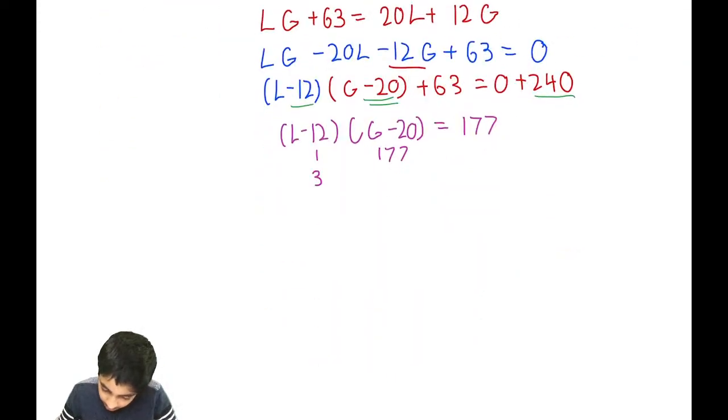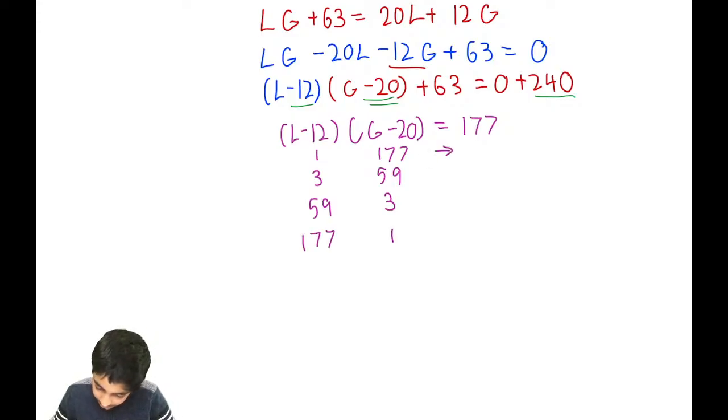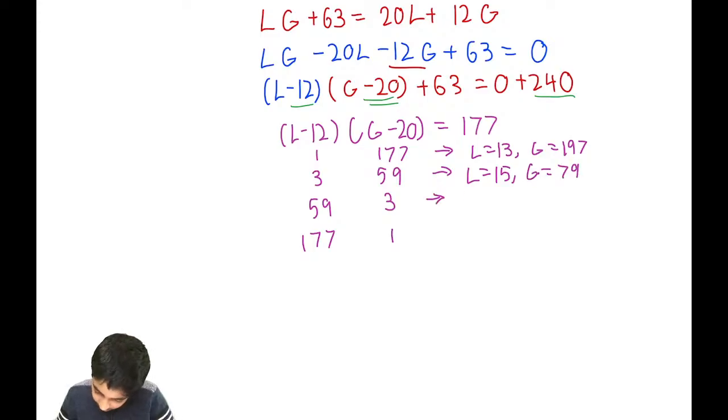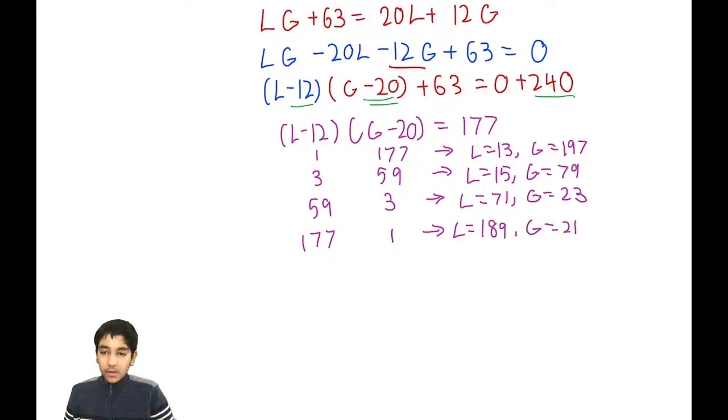And then from here, to see the possibilities, we can either have 1 and 177, 3 and 59, 59 and 3, and 177 and 1. And this gives us that L can be 13, G can be 197, L equals 15, G equals 79, L equals 71, G equals 23, L equals 189, G equals 21, but not all these cases will work.